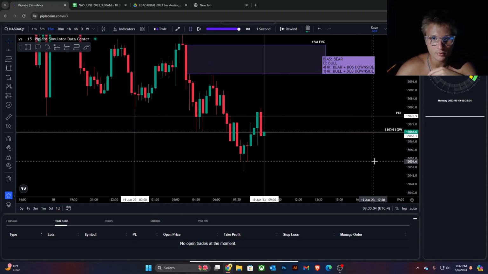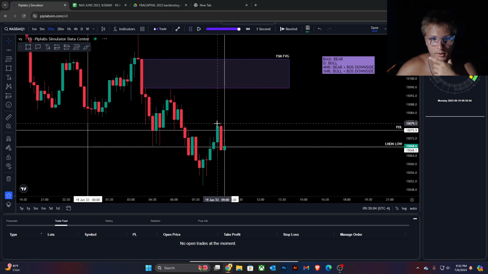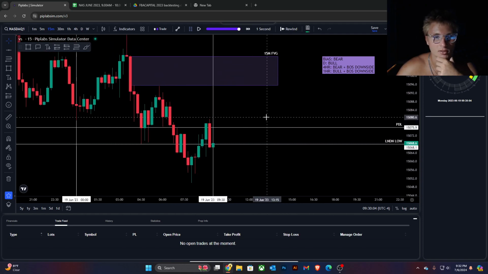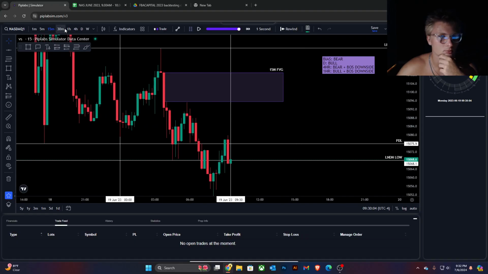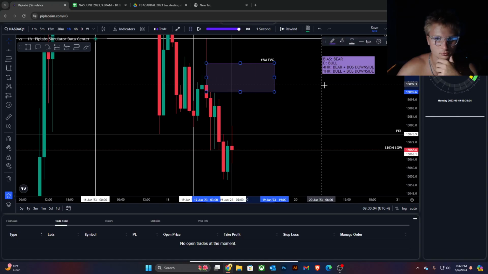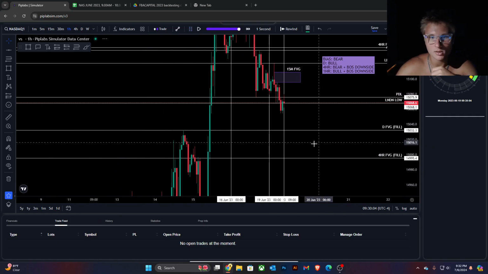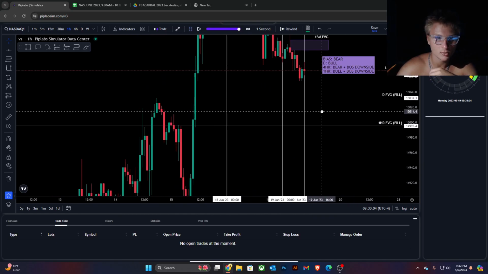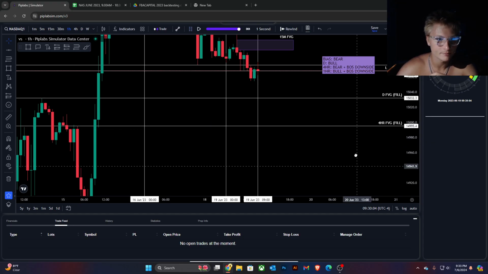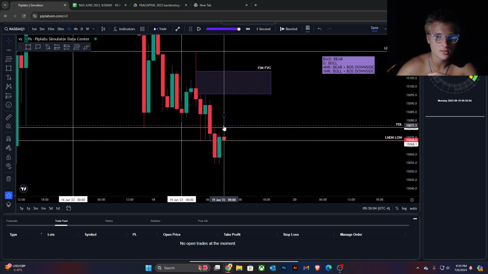Price here on the 15-minute, it's also downtrend. Looks like we swept liquidity here. Could continue this move down, but we don't really have an entry as of right now. But yeah, it looks like price wants to retrace all of this liquidity void here and fill this daily gap, fill this 4-hour gap. But we don't really have a solid entry here.